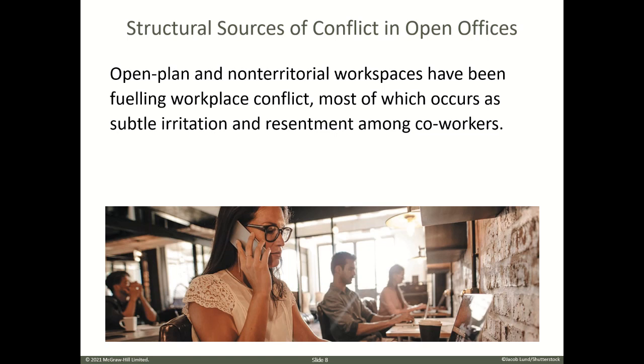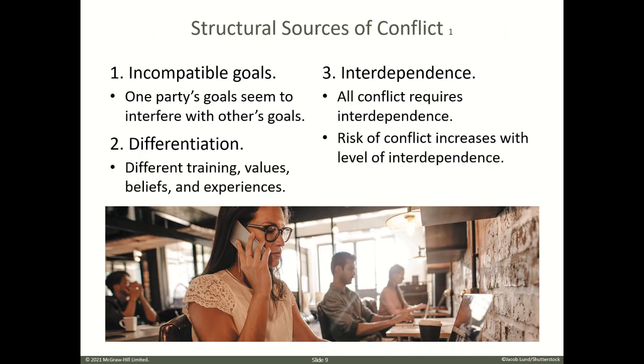There are different sources of the conflict. Maybe the structural source of conflict. Open plan and non-territorial workspace have been fueling the workplace conflict, most of which occur as subtle irritation and resentment among coworkers. This is a structural source. This may be because of incompatible goals. So one party's goals seem to interfere with the other party's goals. It means the goals of one person or maybe one department seem to interfere with the goals of another person or another department. For example, efficiency versus customer service.